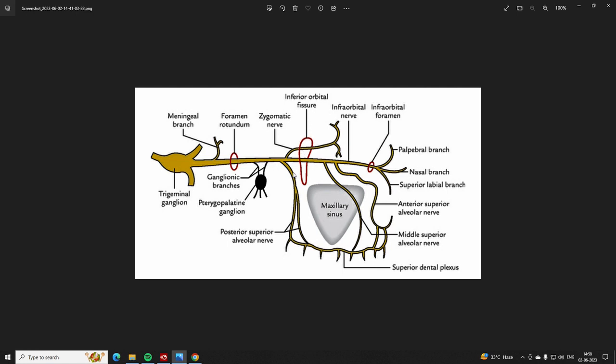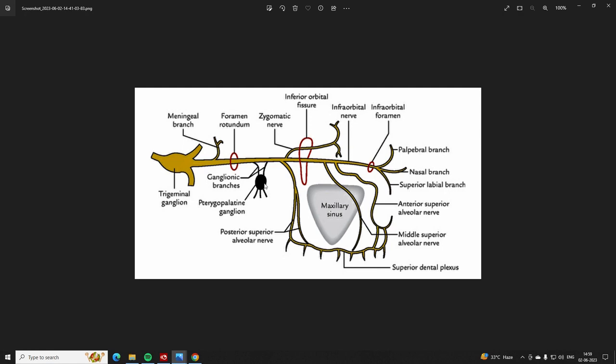Then in the maxilla, this is giving all the superior alveolar branches: middle superior, anterior superior, posterior superior. That's why for the lower jaw we can block with one inferior alveolar nerve block for all the teeth, as the dentists are doing, but for the upper jaw they have to block separately. Now we can see here the infraorbital fissure, and behind this we are getting these two foramina. In between the infraorbital fissure and the foramen rotundum, the space is the pterygopalatine fossa, where we can see the pterygopalatine ganglion hanging.